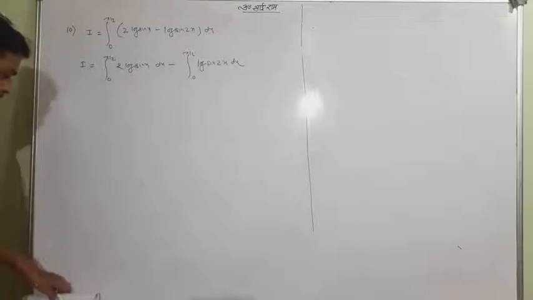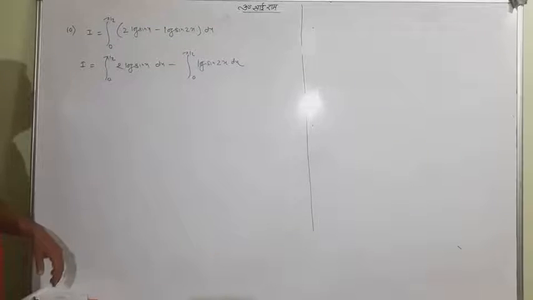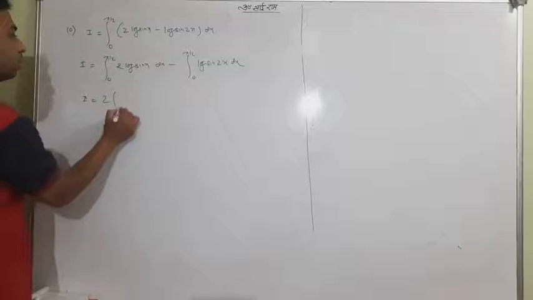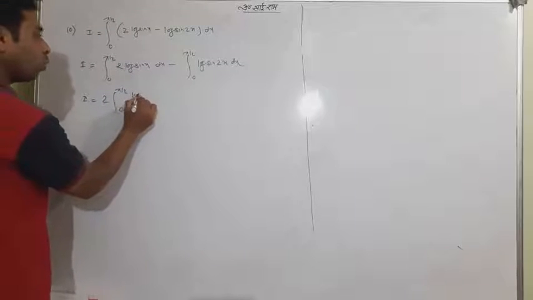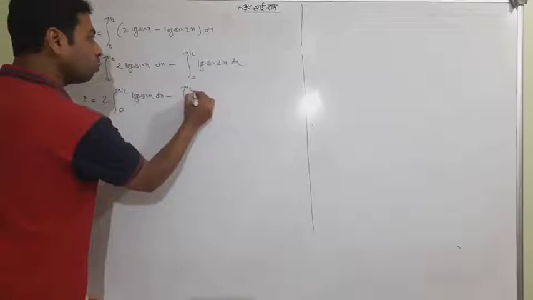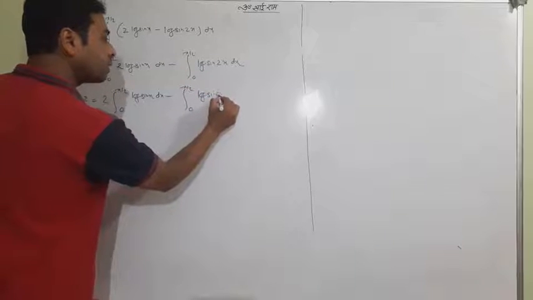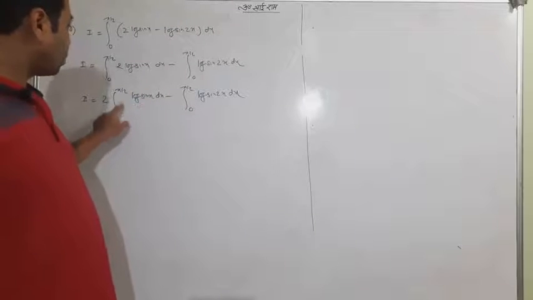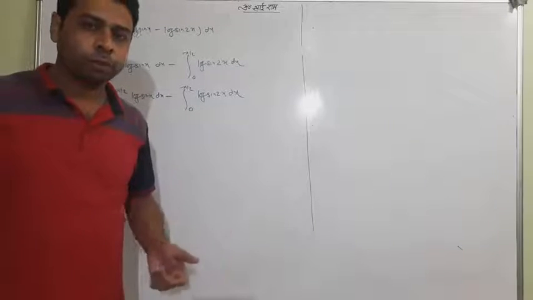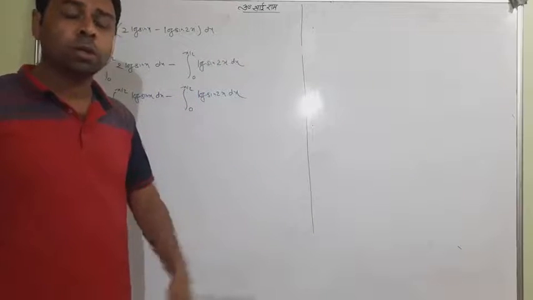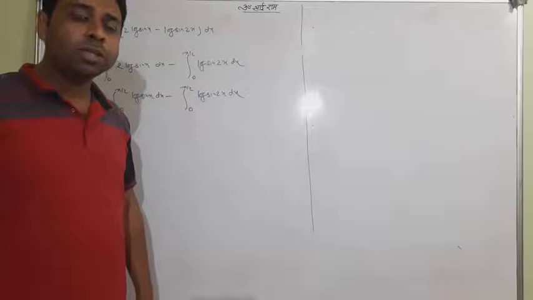You remember the formula, I have taught you already. The 2 will be written outside, no matter at all. 0 to pi by 2 log sin x dx, minus 0 to pi by 2 log sin 2x dx. Let me say that log sin x dx from 0 to pi by 2 is one of the questions we just saw, and I taught you that the question may also be used as a formula.